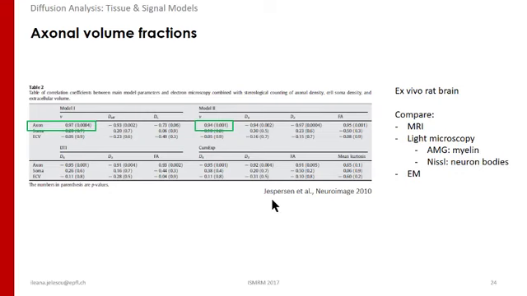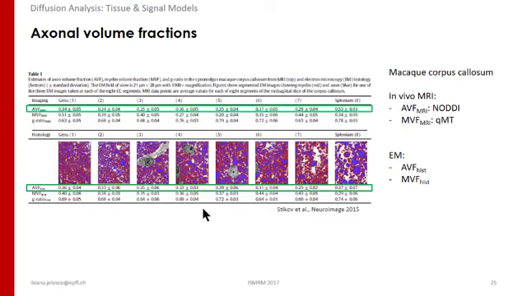So this here is work by Jespersen et al., where they tried to look at correlations of their fraction estimated in their models with the axon fraction estimated from the electron microscopy. And they had extremely good correlations. However, you also have, for example, very good correlation with your third eigenvalue from DTI. So the fact that you have a very good correlation doesn't necessarily mean that your fractions match 1-to-1. So you also have to be careful about how you interpret those.